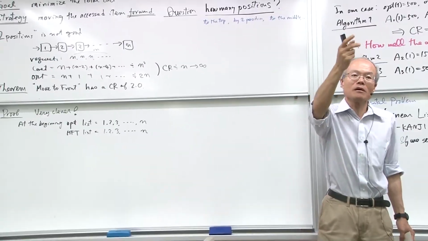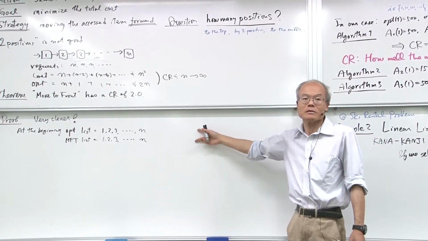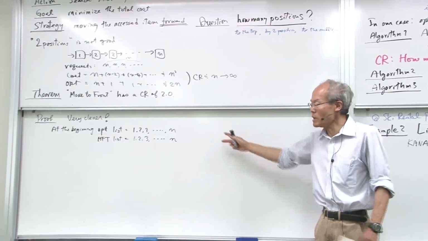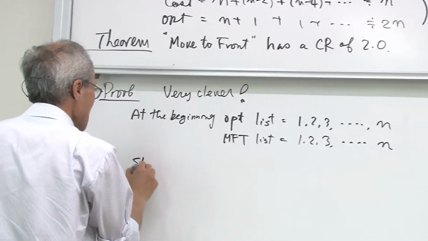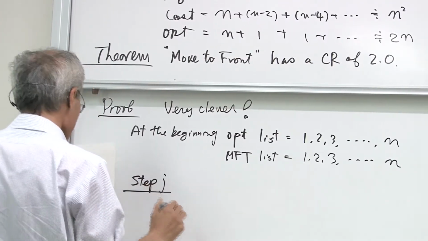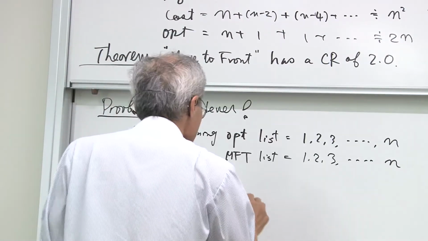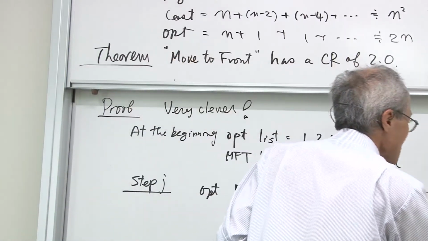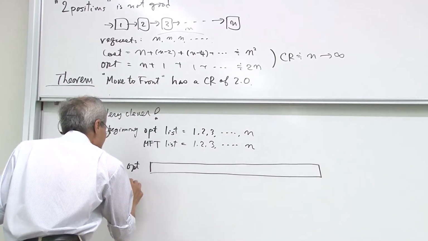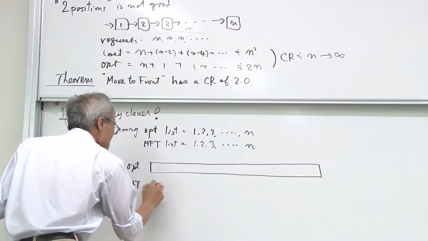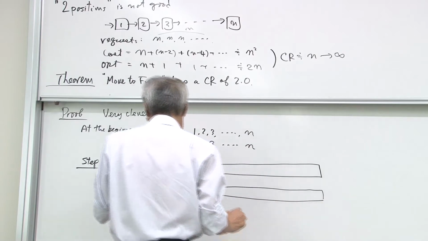Now, as the two algorithms move, the two lists are changing. Now suppose that we are at step j. So we have the opt list, which looks like this, and our algorithm's list looks like this.